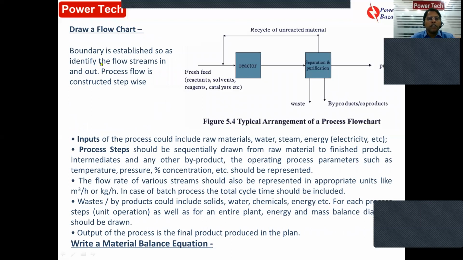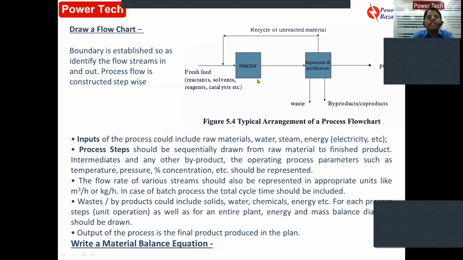Next is draw a flow chart. Draw a flow chart means, let us say this is a reactor, this is a separation and purification line, this is the final product. Then this cycle of unreacted material comes from the separation and purification unit and goes to the reactor again. You get some waste and byproduct or co-product. So this is basically a process flow chart.